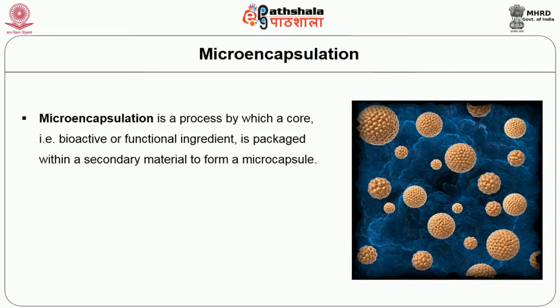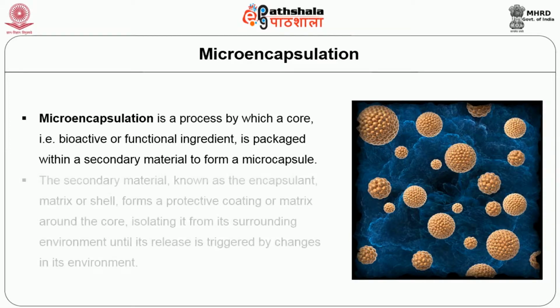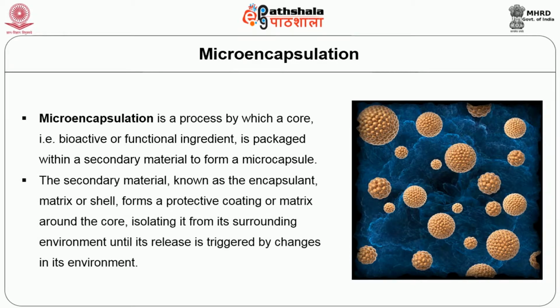Encapsulation may also be used to immobilize cells or enzymes in the production of food materials or products, as in fermentation or metabolite production. Microencapsulation is a process by which a core, that is bioactive or functional ingredient, is packaged within a secondary material to form a microcapsule. The secondary material, known as the encapsulant, matrix or shell, forms a protective coating or matrix around the core, isolating it from its surrounding environment until its release is triggered by changes in its environment.